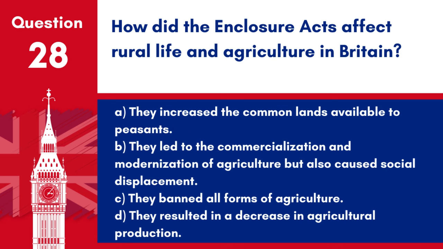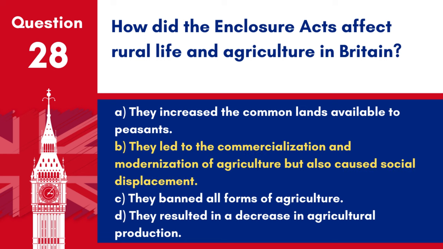Question 28. How did the Enclosure Acts affect rural life and agriculture in Britain? A. They increased the common lands available to peasants. B. They led to the commercialization and modernization of agriculture that also caused social displacement. C. They banned all forms of agriculture. D. They resulted in a decrease in agricultural production.